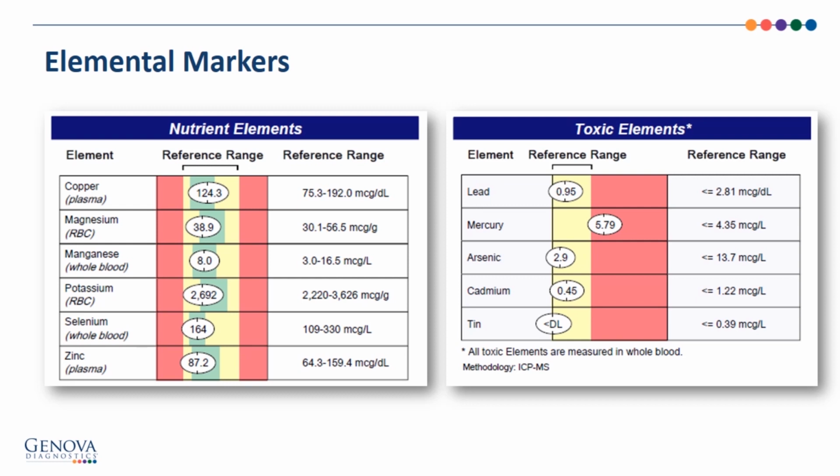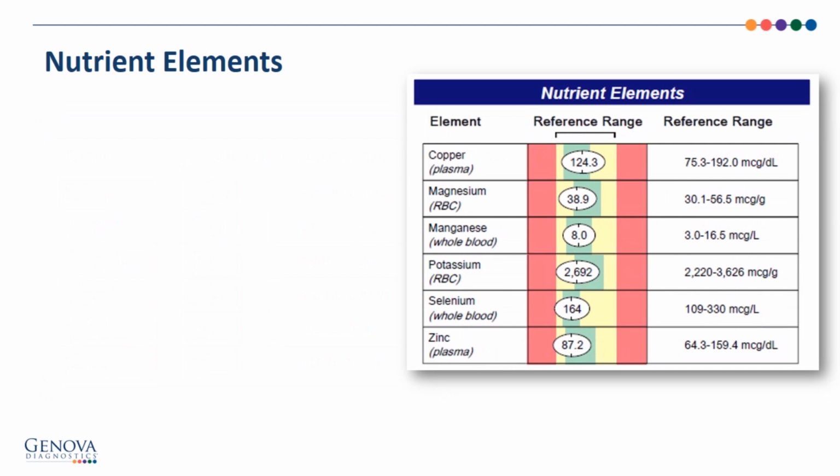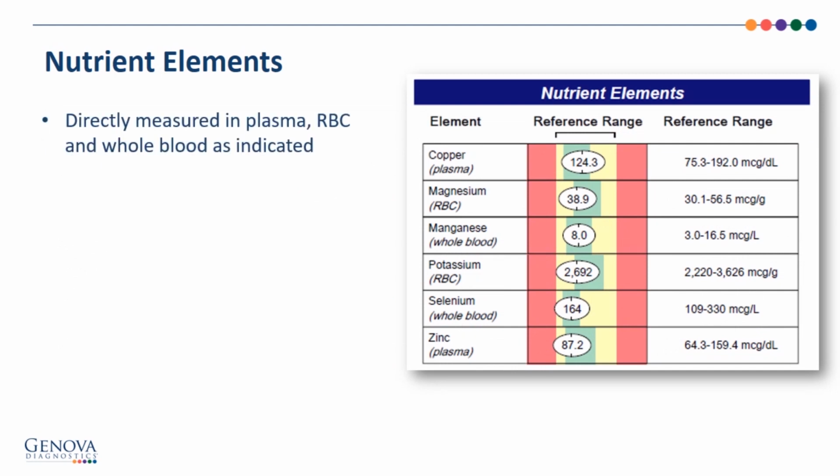So you can see that there is an increase in mercury. You'll often see this in patients that have fish as part of their dietary intake. Sometimes we see this in patients that supplement with fish oils that may have some mercury contamination. So let's look closer at the nutrient elements. They're directly measured in plasma, red blood cells, and whole blood as indicated.